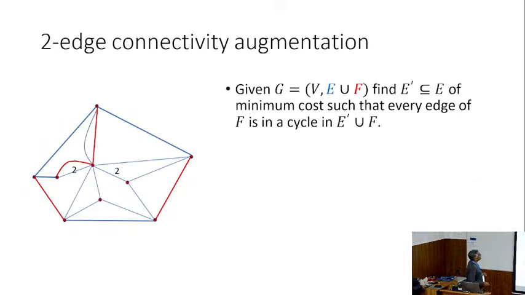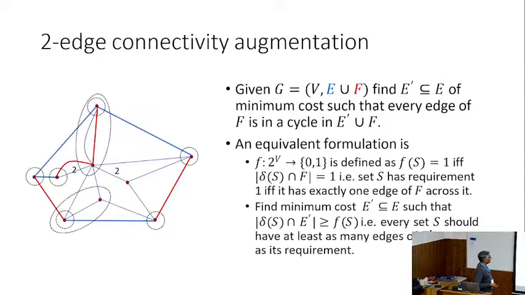Okay? So let me define the problem once again for you. You're given a graph, V. There are two kinds of edges, blue and red edges. You want a subset of the blue edges of minimum cost such that every red edge, which is in F, sits on a cycle.